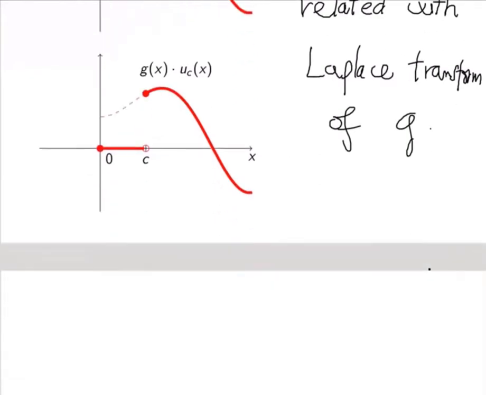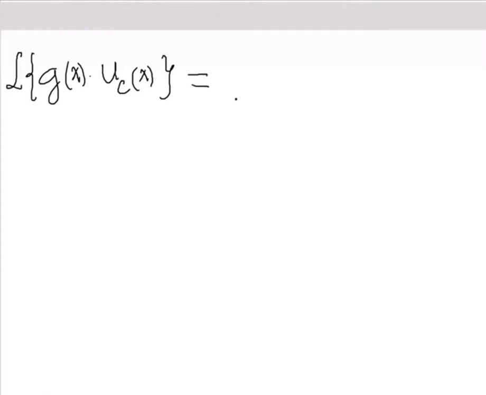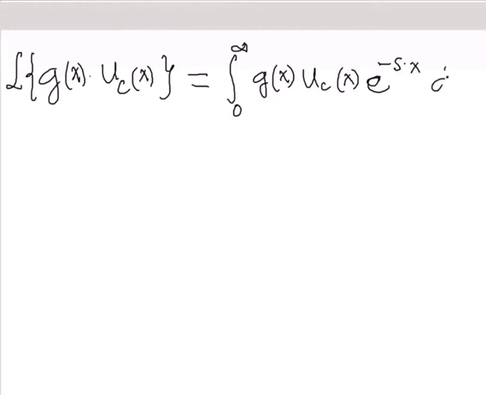Okay. So to obtain the formula, let's look at the definition of the Laplace transform. So the Laplace transform of g(x) u_c(x) is the integral from 0 to infinity of g(x) u_c(x) e to the minus s times x dx.